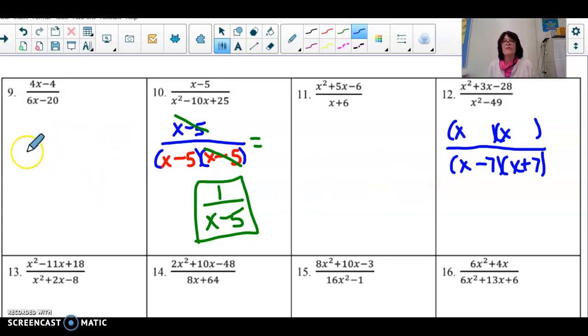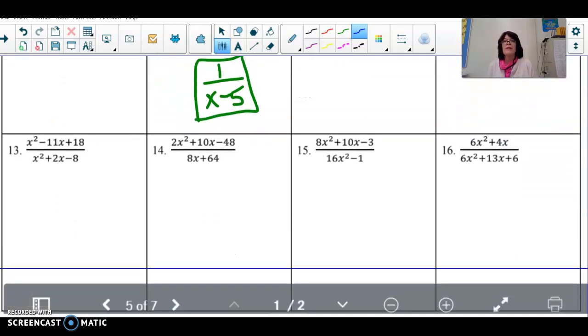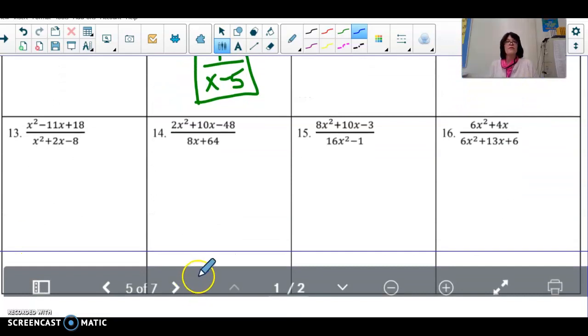All right, so you're going to do the rest of these. Numbers 13, 14, 15, 16. I'm going to try number 14. 14's a little different in that, okay, it's a trinomial, but I also could take a 2 out of the top. You really have to look at this and remember your factoring.